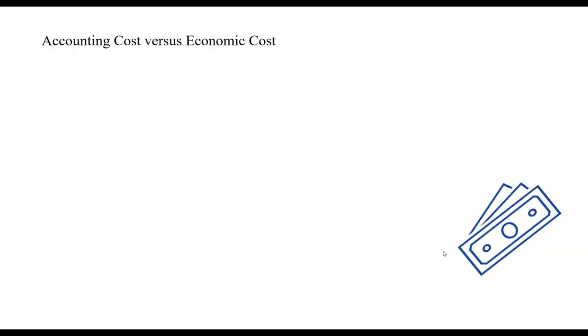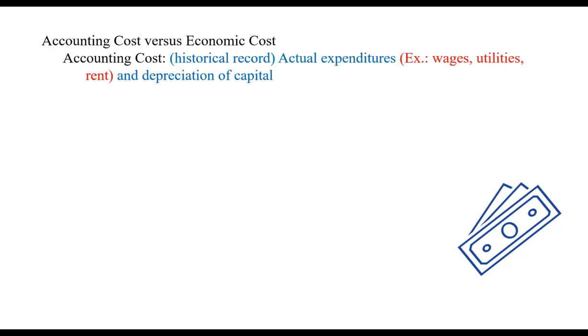To begin with, we want to talk about accounting cost versus economic costs. You are well versed on the concept of accounting costs from taking accounting, but economic costs may be another thing. When we think about accounting costs, you should think of a historical record. So accountants record the expenses that the firm actually expended. Actual money laid out. So things like wages, utilities, and rent. They also account for things like depreciation of capital, and that would be considered an accounting cost.